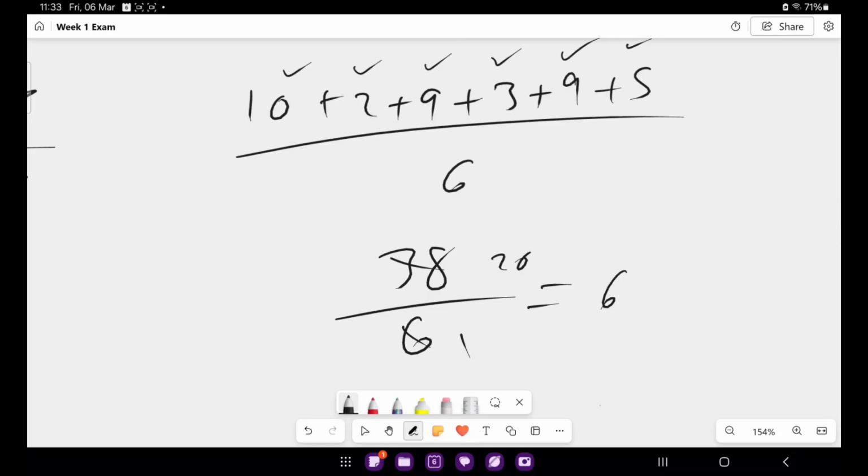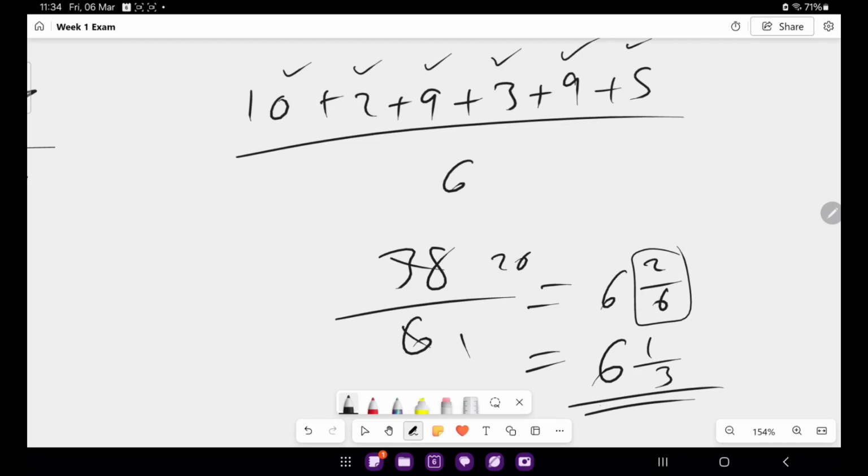Remainder 2, I'm thinking whether to make it a decimal fraction or a mixed fraction. So I'm thinking really hard about this. Then I'm going to decide, let me change it to a mixed fraction, because if you keep on dividing, you keep on dividing. So 6 and 2 over 6, then we reduce here, then we get 6 and 1/3. Yeah, hope this makes sense.